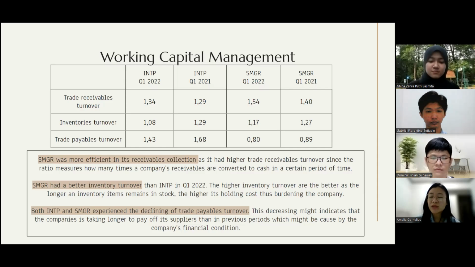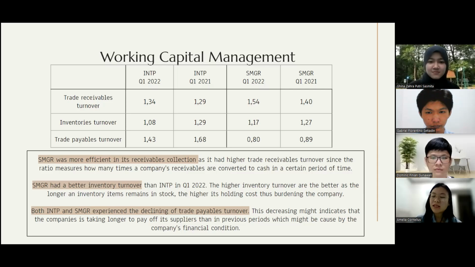Both SMGR and INTP show a declining trend, which might be a sign of weakening sales or overstocking of inventory over the period. The higher the inventory turnover, the better, as the longer an inventory item remains in stock, the higher its holding cost, thus burdening the company.